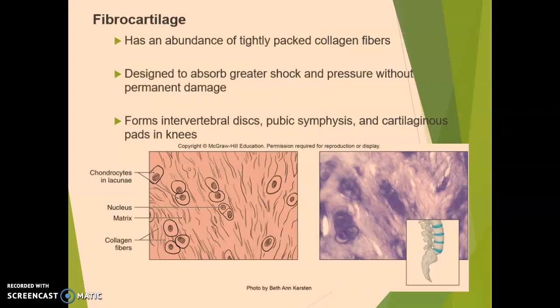Fibrocartilage has an abundance of tightly packed collagen fibers. They absorb great shock, just like we were talking about in the intervertebral discs, and also the pubic symphysis. So this is what is separating our vertebrae, but also connecting our pubic bones together, and it is in the meniscus in our knee.